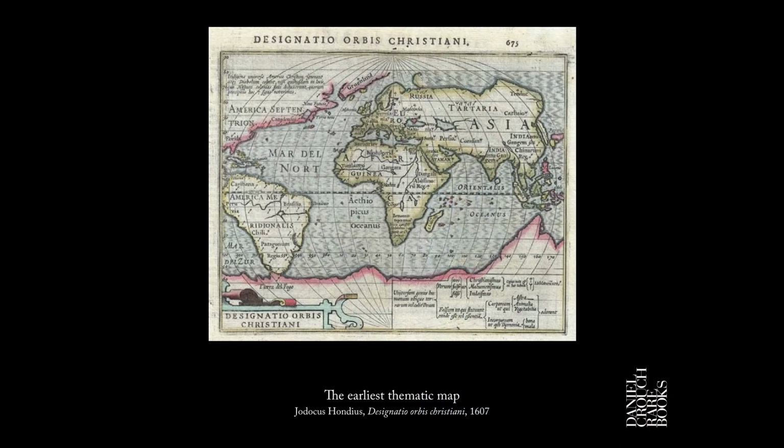The earliest map to use themes on it, the earliest thematic map, is Jodocus Hondius's Religions of the World. And you can see on here, you've got the little crescents for Islamic parts of the world and little crosses for the Christian parts of the world, and then the pagans over here in America with the little arrows. And that's the first attempt, but that's actually not showing numbers. That's not actually showing statistics. It's showing qualitative information only.